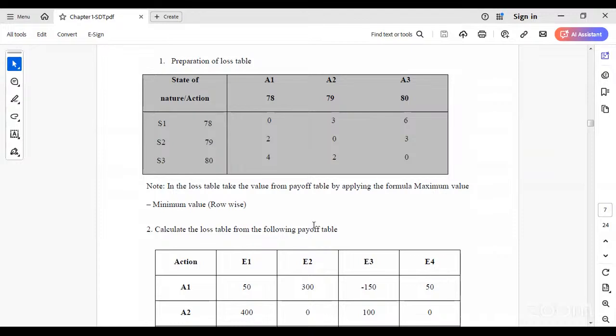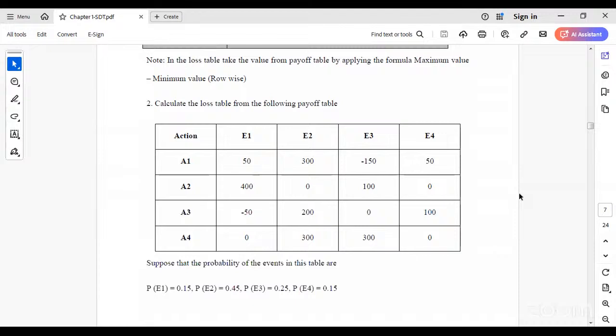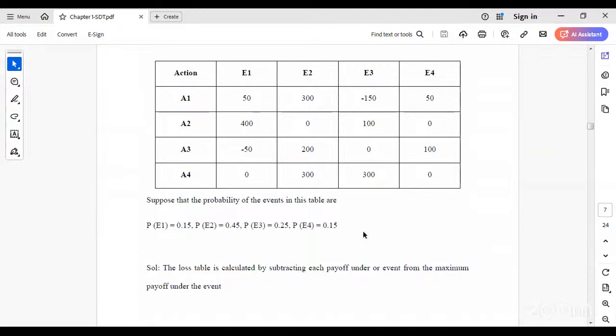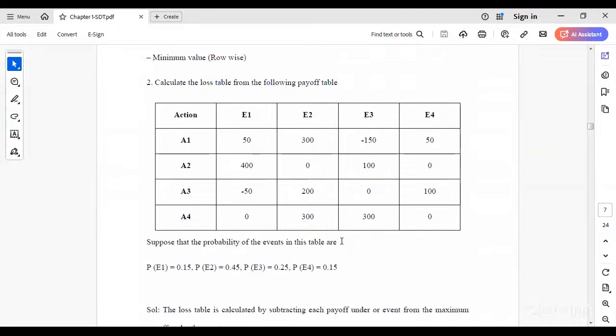The next one is to calculate the loss table from the following payoff table. Sometimes the examiner will give the payoff table, and from this payoff table we have to create the loss table. Actions A1, A2, A3, A4 and events E1, E2, E3, E4. The values are 50, 300, minus 150, 50, 400, 0, 100, 0, minus 50, 200, 0, 100, then 0, 300, 300, 0. Suppose the probabilities of events in this table are P of E1 equals 0.15, P of E2 equals 0.45, P of E3 equals 0.25, P of E4 equals 0.15. So in this given question, the probability values are also given.